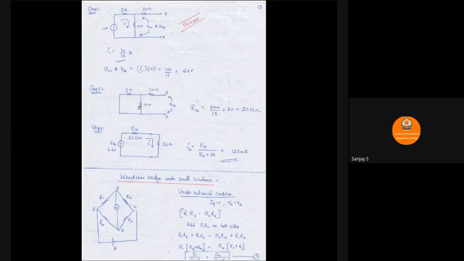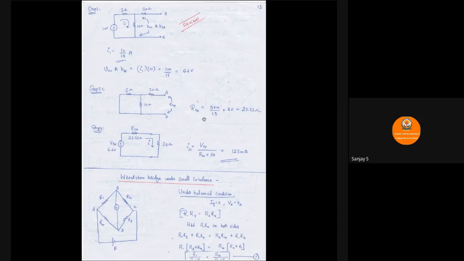Then the combination's equivalent resistance will be in series with this 20 ohm. You very well know that whenever two resistors are connected in parallel, R1 R2 by R1 plus R2 will give you the equivalent resistance. So 5 into 10 divided by 5 plus 10. This will appear in series with 20 ohm. So 5 into 10 by 15 plus 20. So this will give me 23.33 ohms. You can calculate and check.